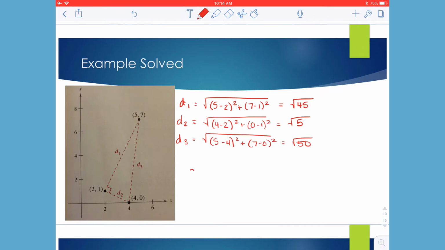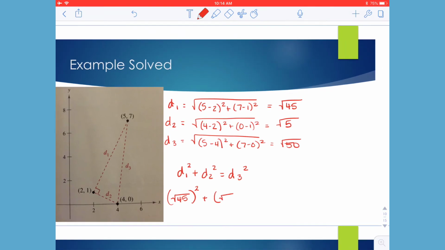And since I know that this forms a triangle and I'm trying to verify that it's a right triangle, I'm going to use the Pythagorean theorem, which says the side of 1 squared plus the side of 2 squared should equal the side of 3 squared. If that's true, then I'm dealing with a right triangle. So I'm going to go ahead and plug in my values. The side of 1 is square root of 45, and I need to square that, plus side 2, which is the square root of 5, and I need to square that. And this should equal the square root of 50 all squared.